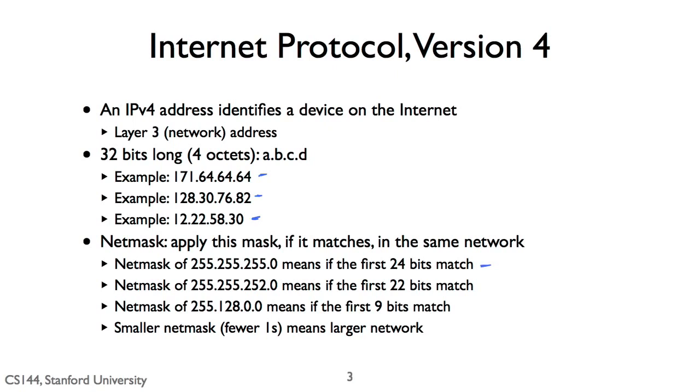A net mask of 255.255.252.0 means that net mask is 22 bits long, while 255.128.0.0 is a 9-bit net mask. You can tell whether 2 computers are in the same network by taking a bitwise AND of their addresses with the net mask. If the resulting addresses are equal, they are in the same network.